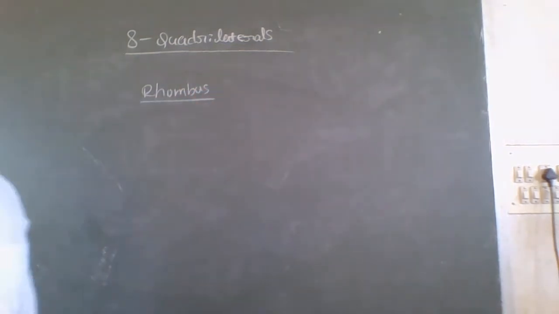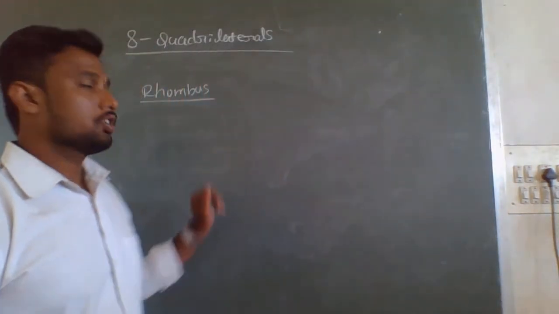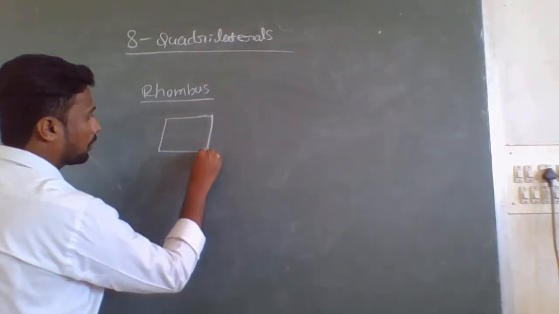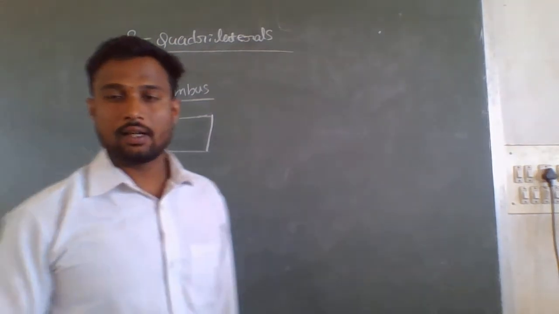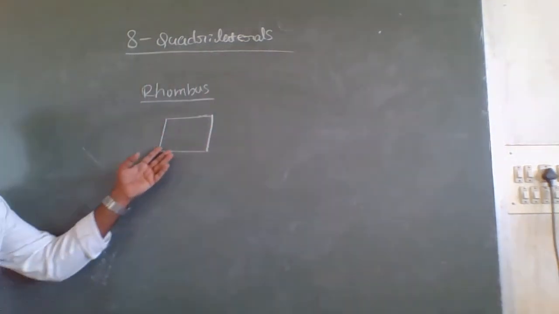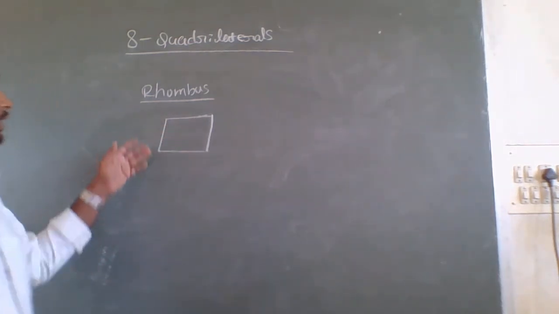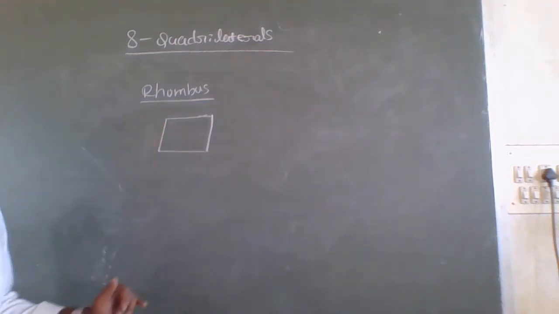So here a rhombus is a parallelogram with sides of equal length. Rhombus is also like a parallelogram only. It has all the properties of a parallelogram, but the only difference is that all the sides are equal. So what is a rhombus? A rhombus is a parallelogram with all the sides equal. But in a parallelogram only opposite sides are equal. This is the main difference between rhombus and parallelogram, and it has all the properties of a parallelogram.